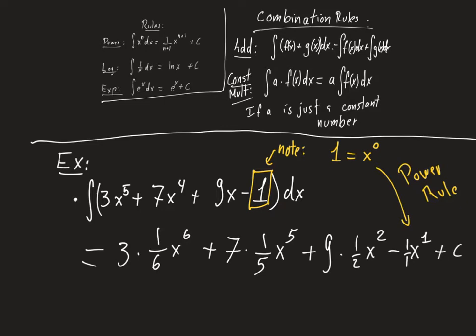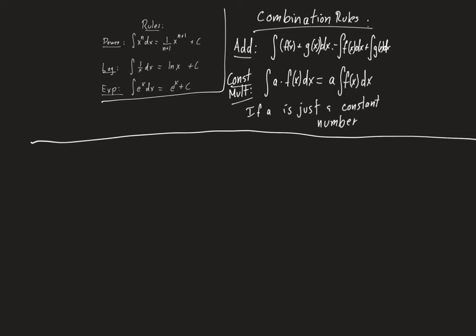Okay. Let's do just a couple more examples. Let's do the integral of 7e to the x minus 2 over x dx.